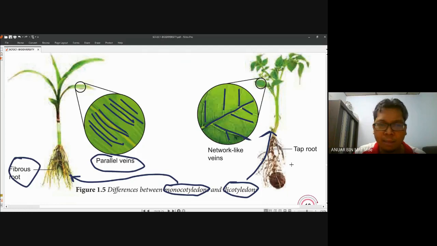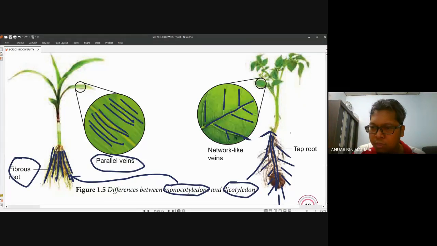Okay, and then how about the taproot? This is fibrous root. Fibrous is just like this. If you draw it here, this is a fibrous root. And then taproot is a very strong root at the middle, and it has little roots coming from the bigger root here. This is what we call a taproot.